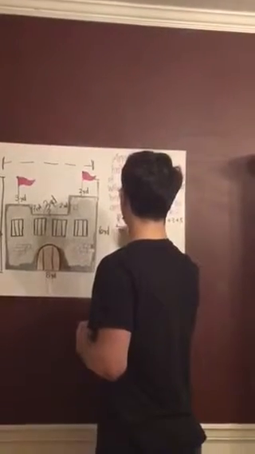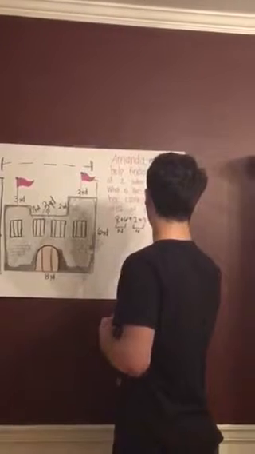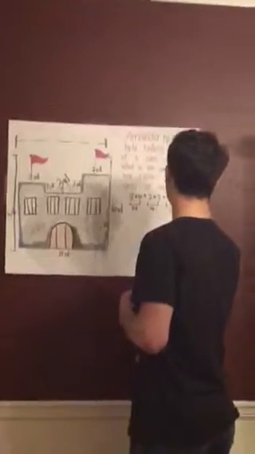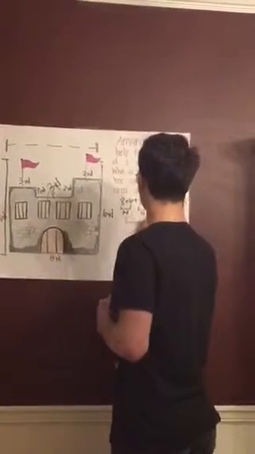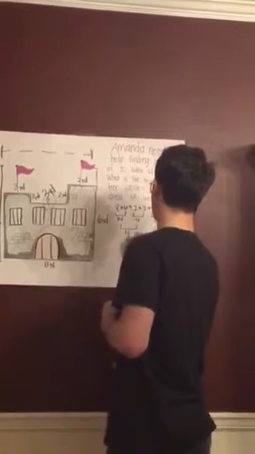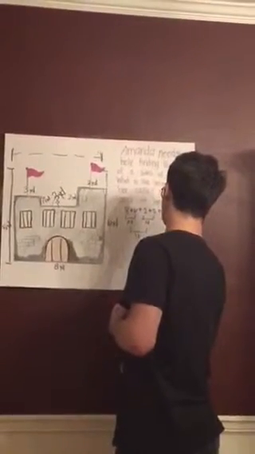8 plus 6 is 14. 2 plus 2 is 4. 3 plus 1 is 4. And 3 plus 5 is 8. 14 plus 4 is 18. And 8 plus 4 is 12. Add those together and you get 30 yards is our perimeter.